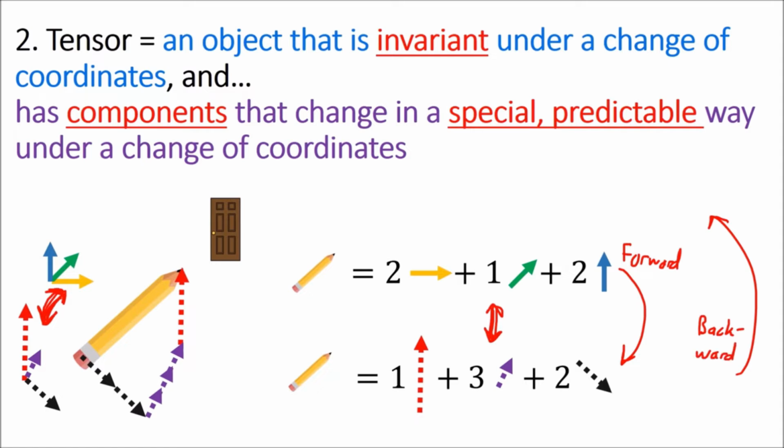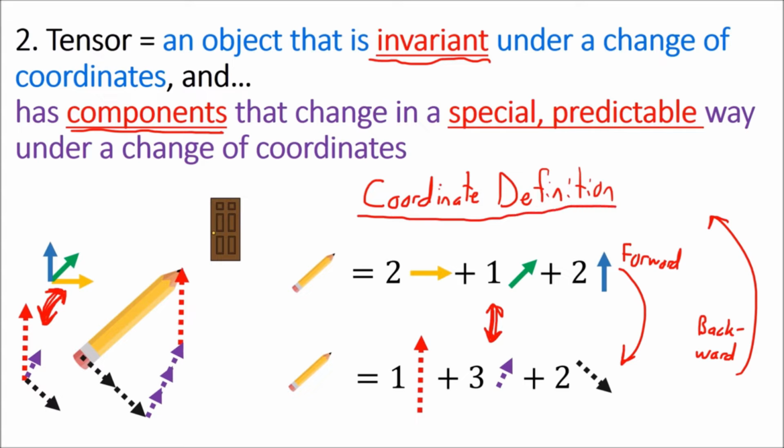All right, so backing up, a tensor is an object that is invariant. It doesn't depend on the coordinate system, but its components, which do depend on the coordinate system, change in some special predictable way that we can figure out using these forward and backward transformations. And this is what I'm going to call the coordinate definition of a tensor. And this definition is actually pretty good. It does get to the heart of a tensor. It's an object that's invariant, but whose components change.